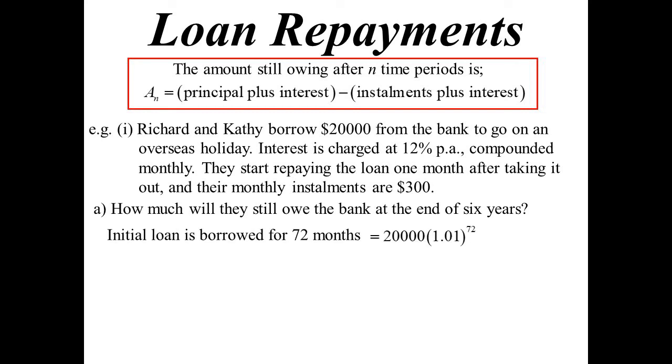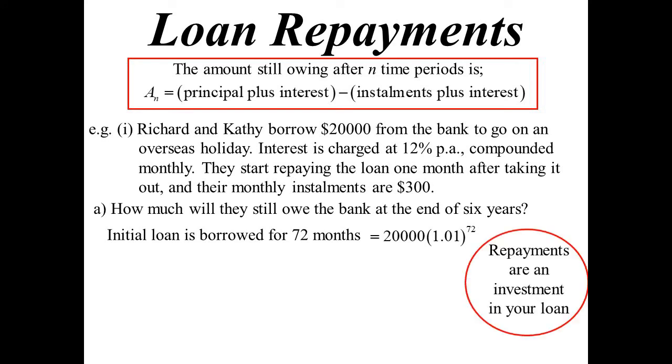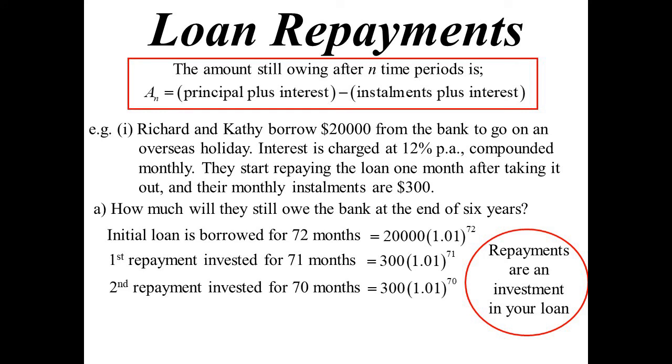Okay, so the initial borrowing, so that investment, the bank is investing in Richard and Kathy, they're giving them the $20,000 and they've had use of that for 72 months. So the interest rate is applied for 72 months. So say, the repayments are also an investment. So the first repayment is like saying, I'm going to put $300 in the bank and invest it for 71 months. But then a month later, I'll put another $300 in the bank and invest it for 70 months. And so on, and so on, and so on.